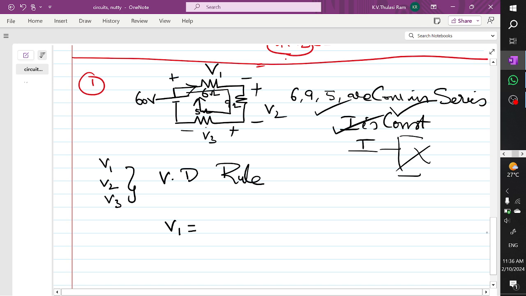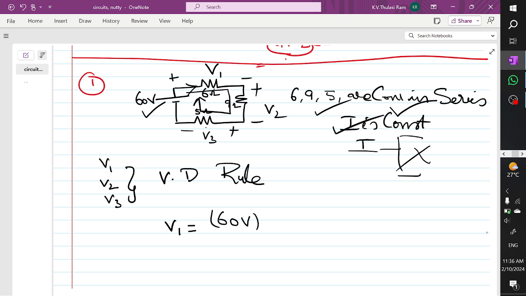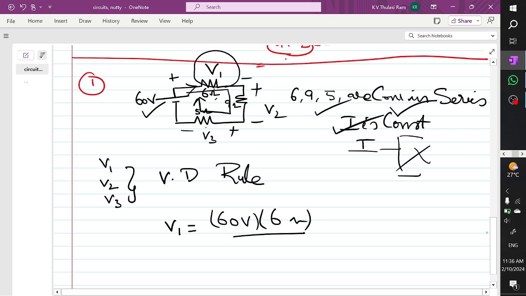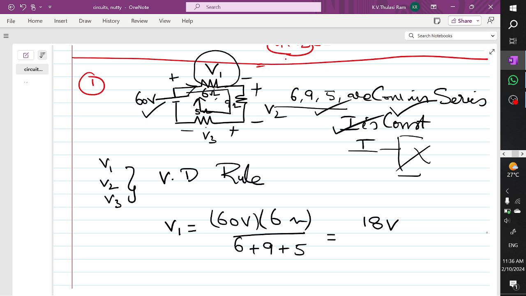V1 is equal to, what is the total voltage or the source voltage? 60 volts multiplied with the resistor, here we require V1. So across V1, what is the resistor connected? 6 ohms, divided by the sum of resistors which are connected in series. What are the resistors connected in series? 6 ohm plus 9 ohm plus 5 ohm. You perform the calculation, and you are going to get 18 volts. So what is the V1 value? Here you are going to get 18 volts.